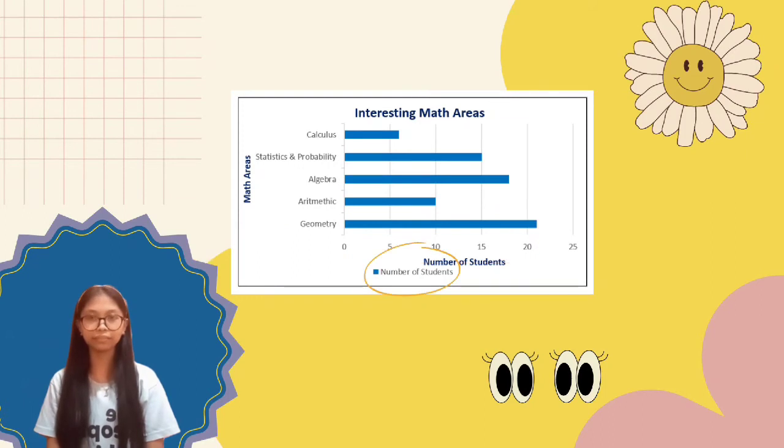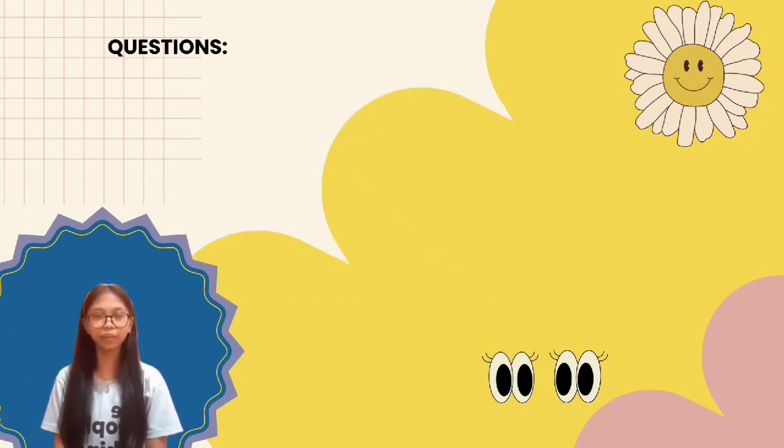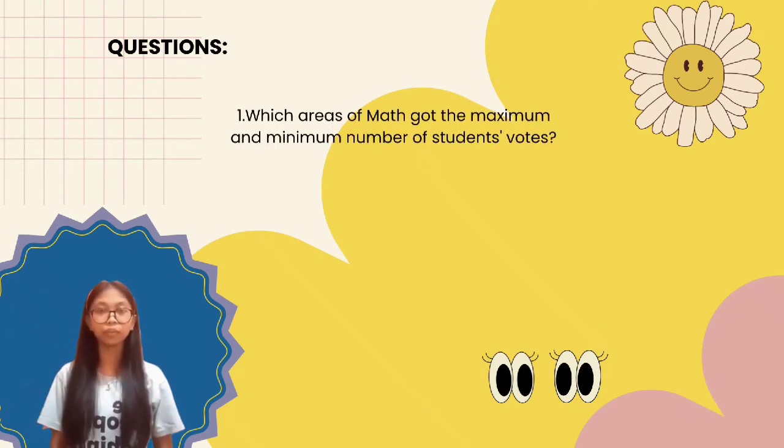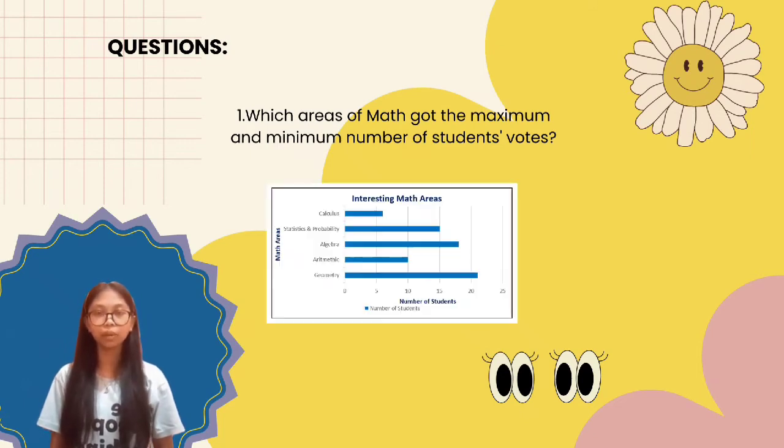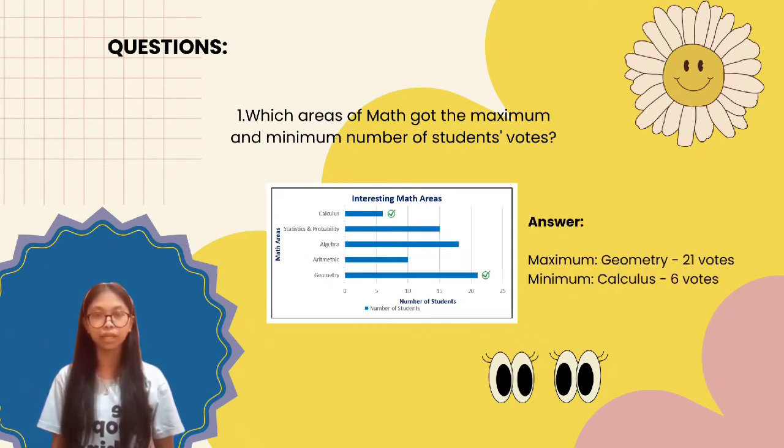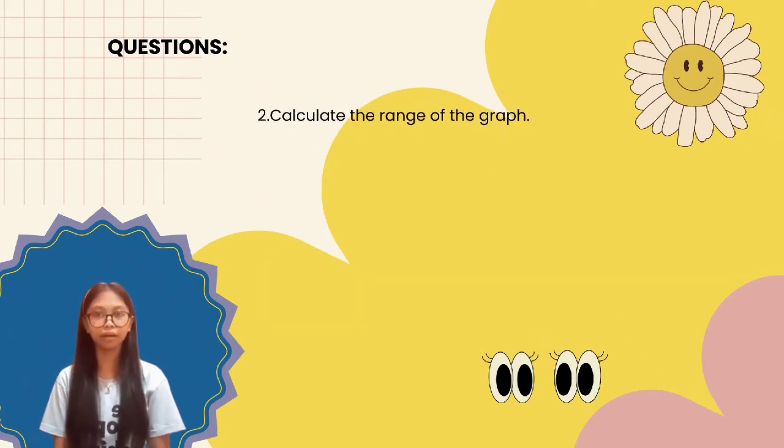the legend. As we already know how to build a bar graph, I am going to challenge you with these questions which are related to our previous topic, which is descriptive statistics. Number 1. Which areas of math got the maximum and minimum number of students' votes? So obviously, as shown in the bar graph, geometry has the highest number of student votes, while calculus has the lowest. Calculate the range of the graph.